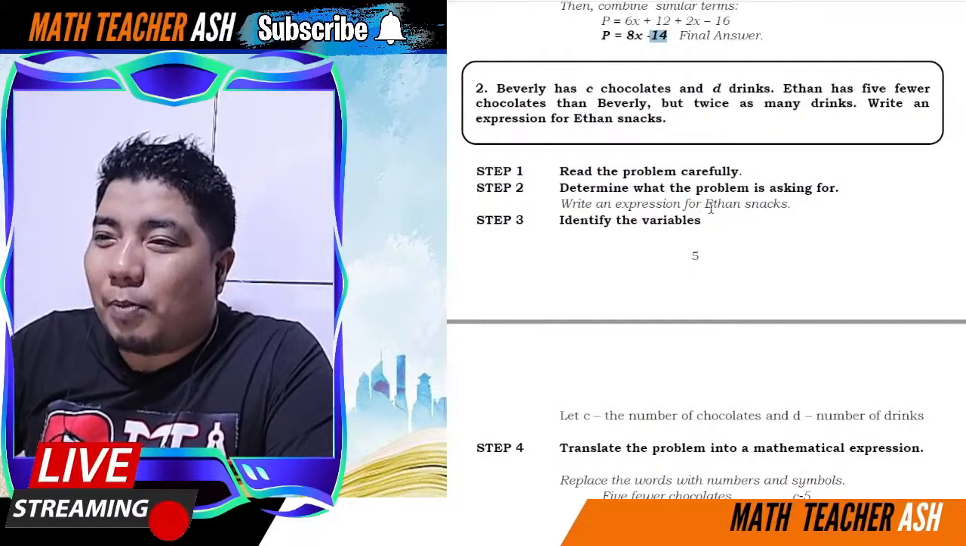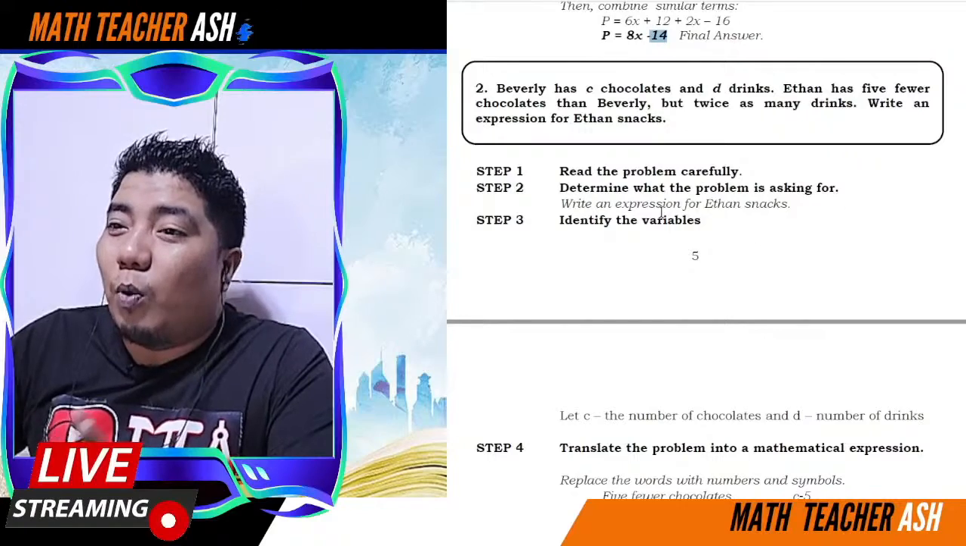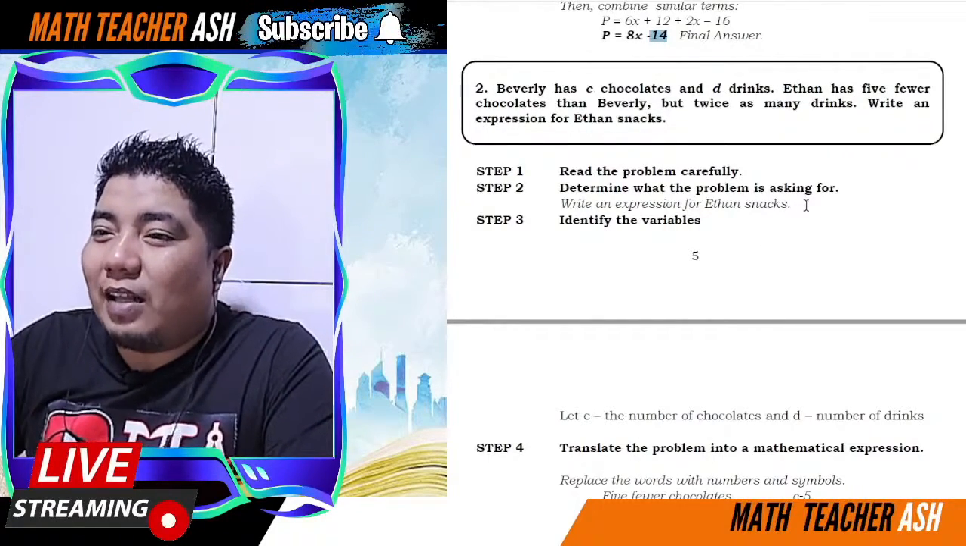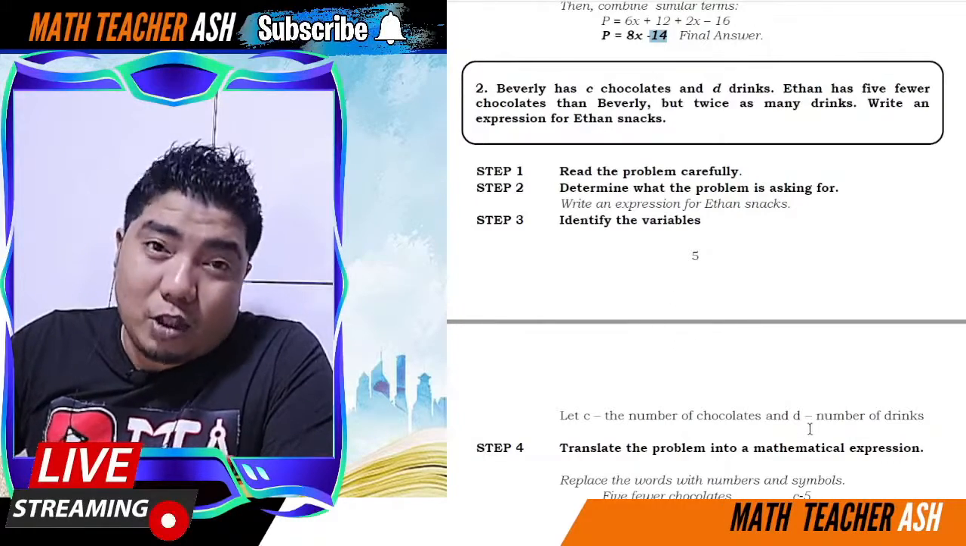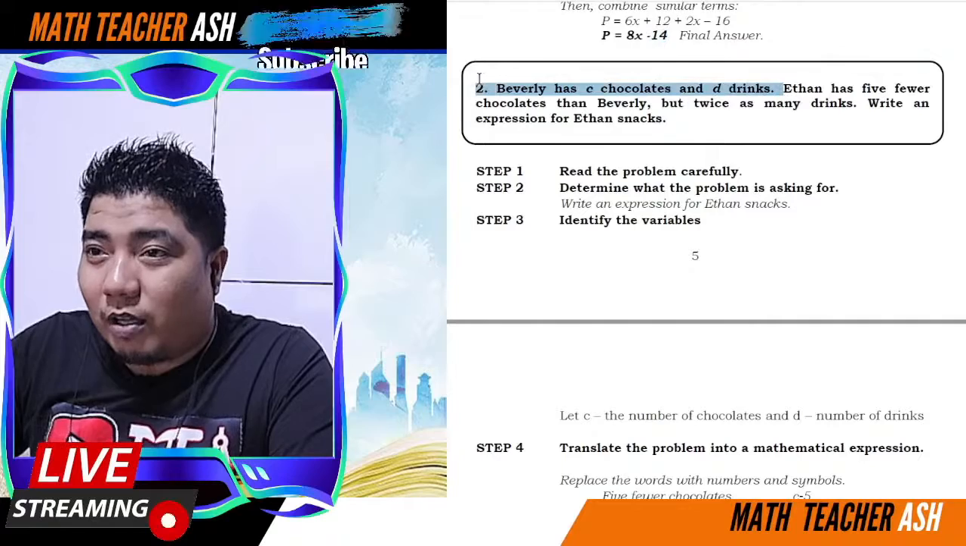Okay. So, read the problem carefully. We have read it. Determine what the problem is asking for: write an expression for the eaten snacks. Then identify the variables. Let C be the chocolates and D the drinks, because it is already stated in the problem, as you can see here.